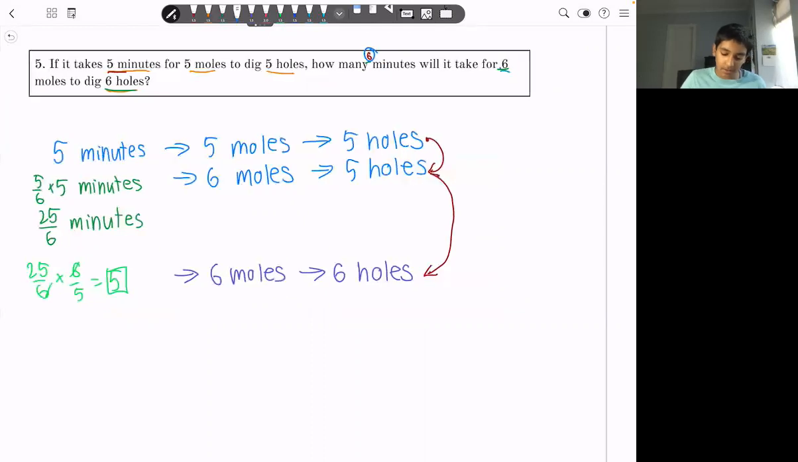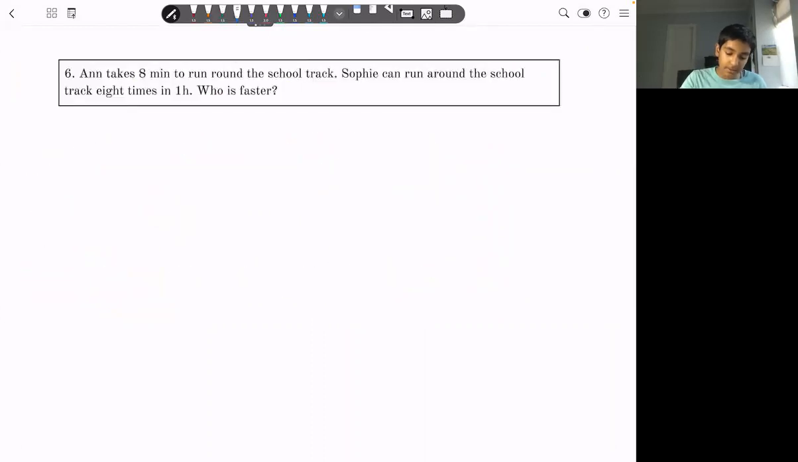Let's move on to the next problem. So this is a pretty easy problem. Anne takes 8 minutes to run around the school track. Sophie can run around this track 8 times in 1 hour. Who is faster?